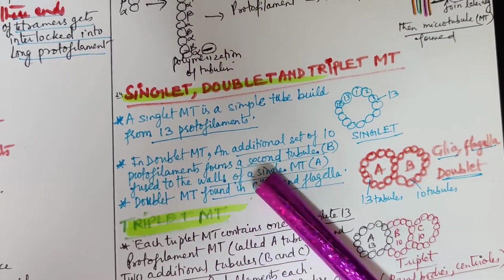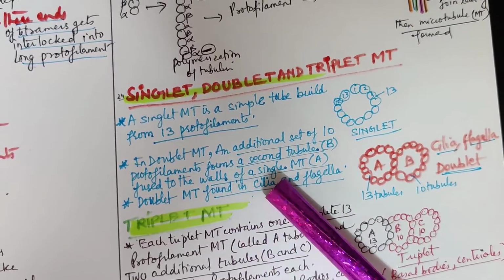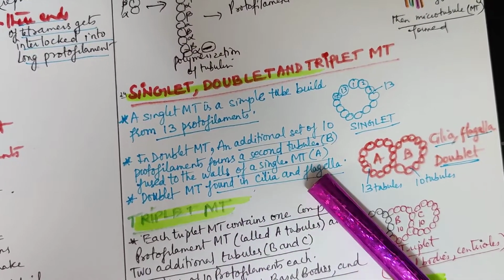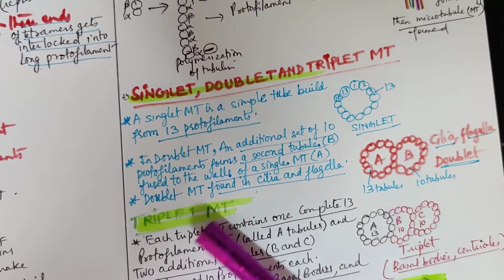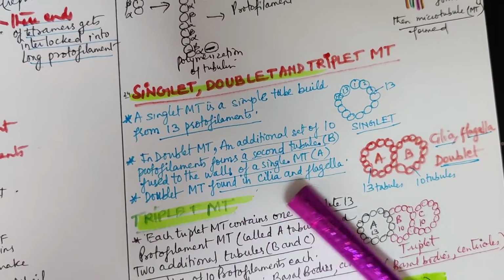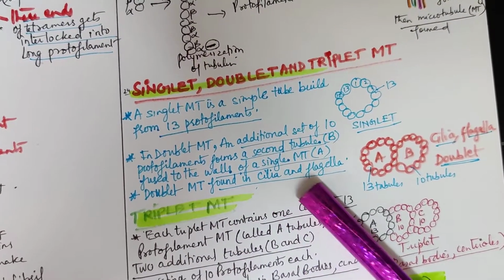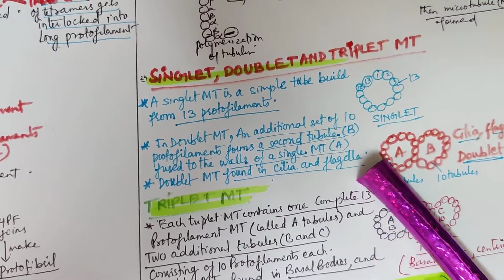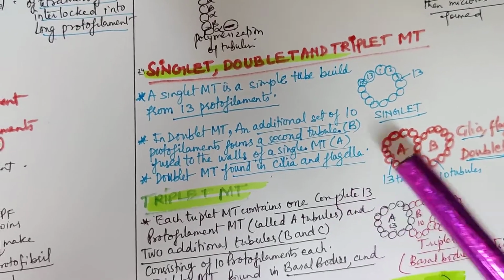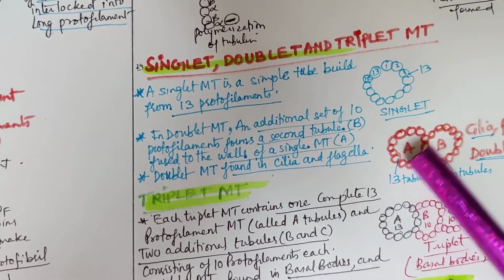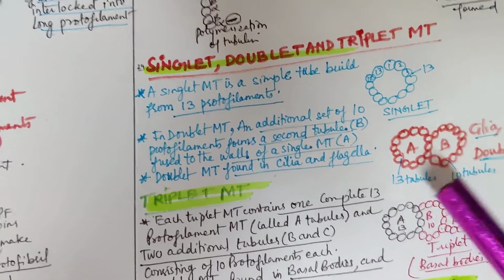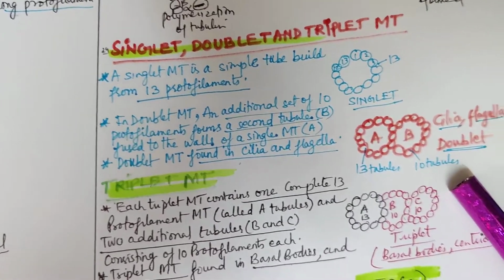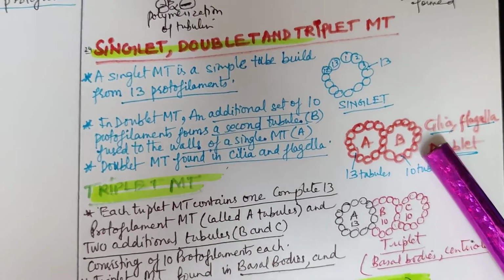In a doublet MT, an additional set of 10 protofilaments forms a second tubule B fused to the wall of the single MT A. Doublet MT is found in cilia and flagella. Cilia are a locomotory organ in paramecium. Flagella are a locomotory organ in bacteria, or it can be cyanobacteria also. And this is the MT A and B. Here A has 13 protofilaments, and the other tubule B has 10 in it. It is used for cilia and flagella.